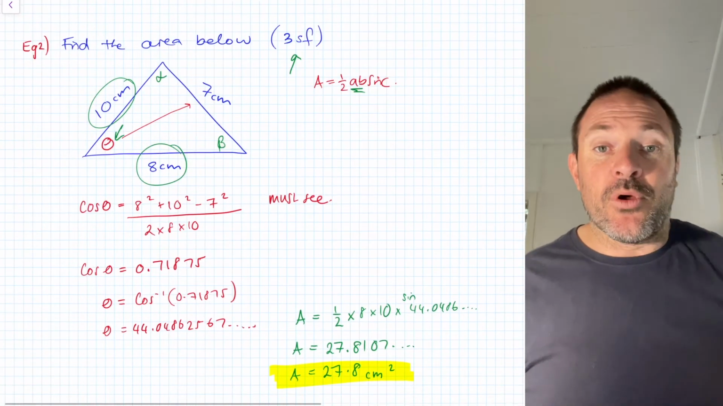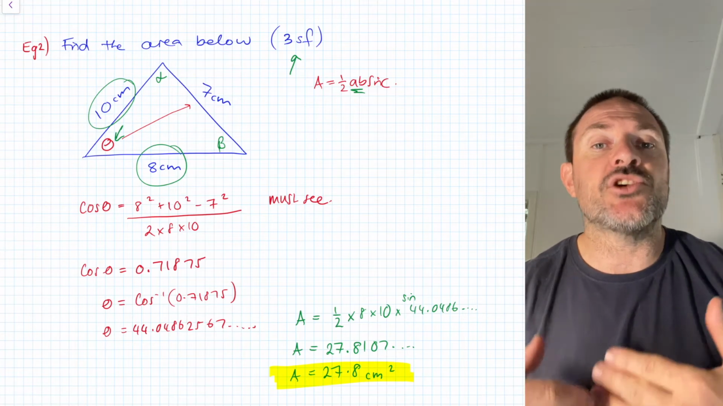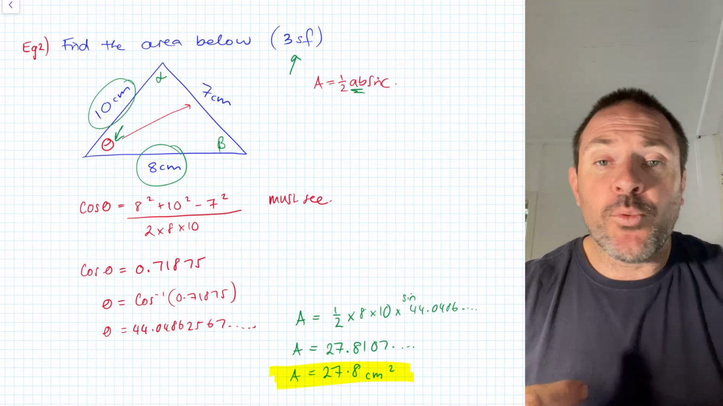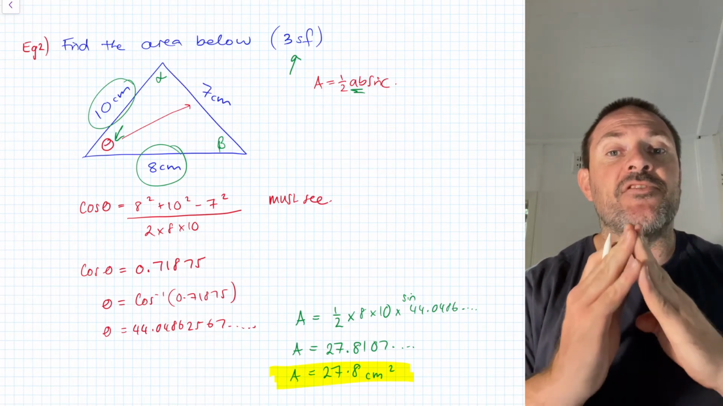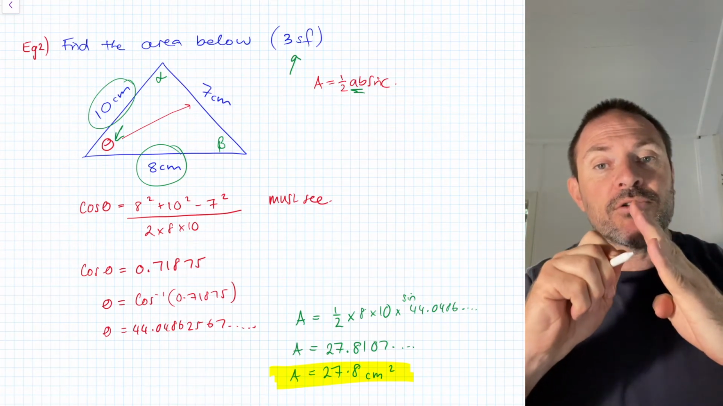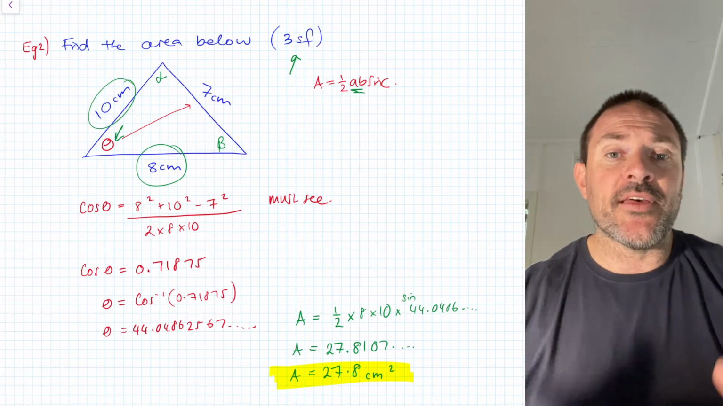Now for me, that's probably one of the hardest questions that you'll come across because you weren't given an angle. So you had to go and find the angle. Again, it doesn't matter which angle you find, it just depends on the two sides that you're using. They have to be the two sides with the included angle between them. That's really important. Apart from that, it's not really that hard.